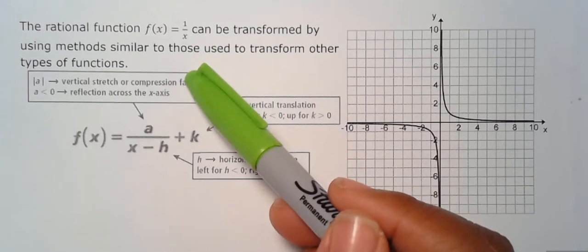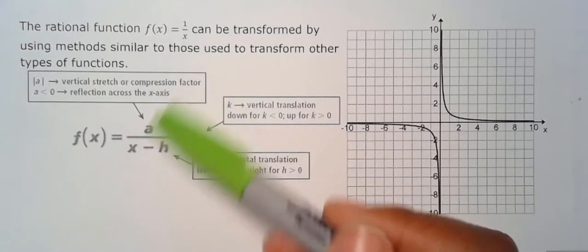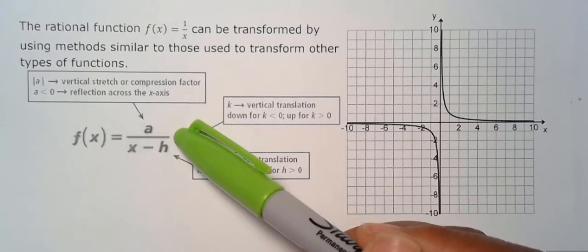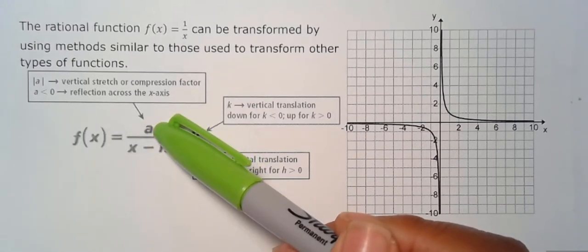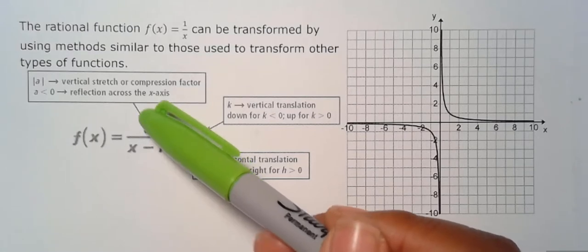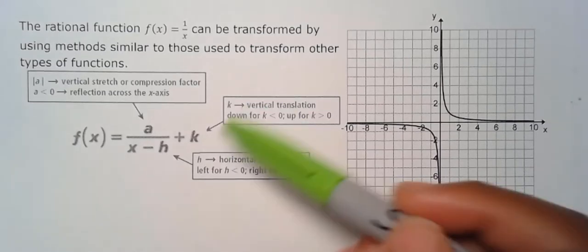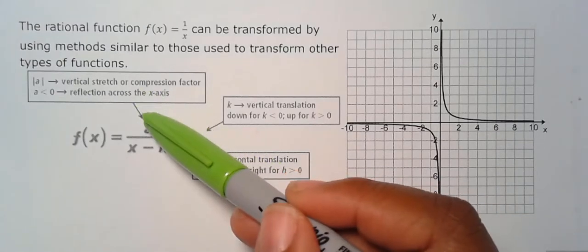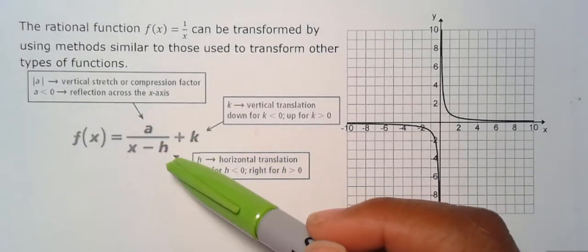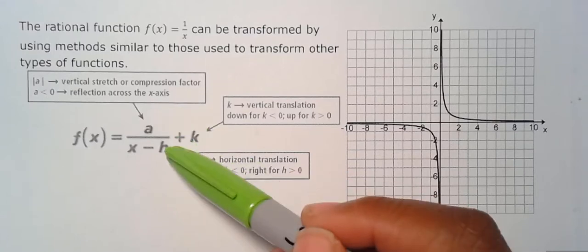or it's going to compress, or shrink. We can use the word shrink for compress. And if this a is less than 0, meaning it's a negative number, it's going to reflect across the x-axis. So I just want you to be able to know what each of these methods mean.